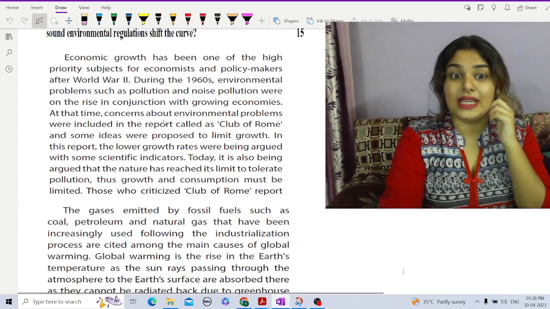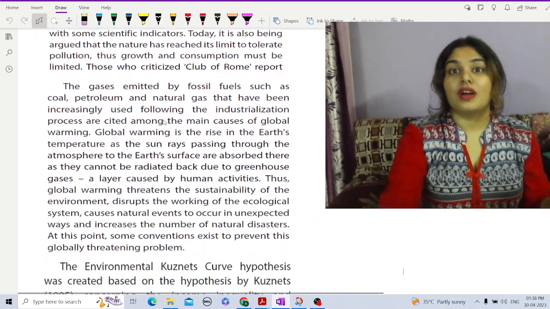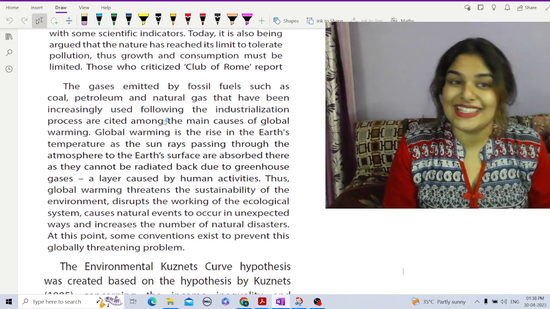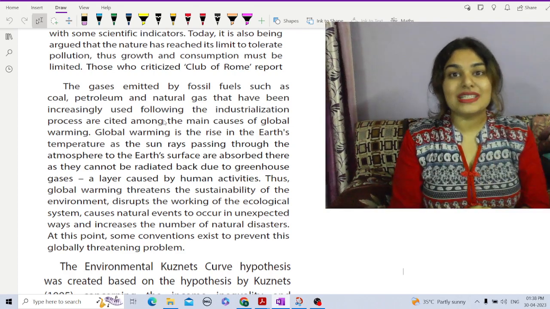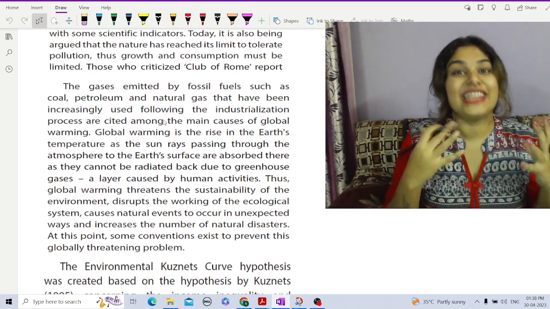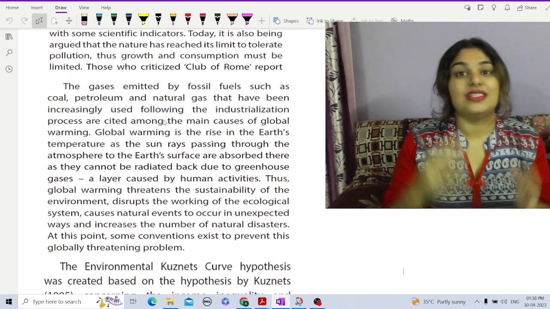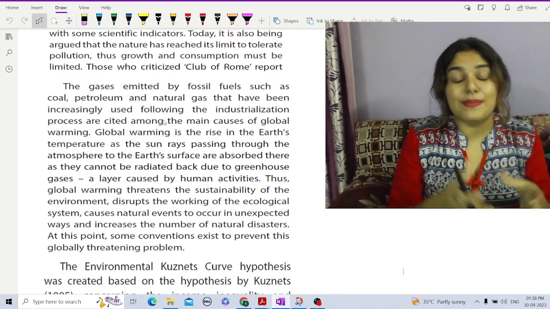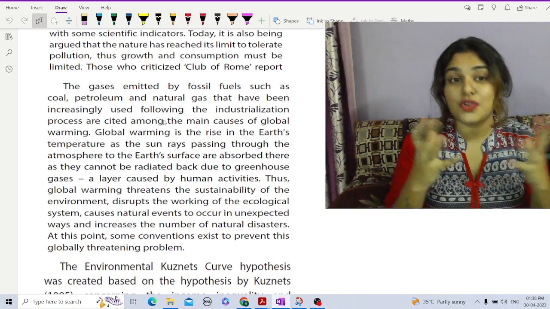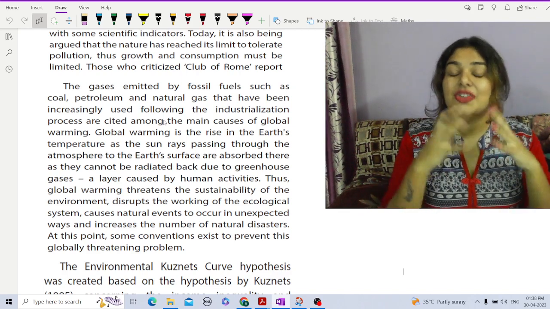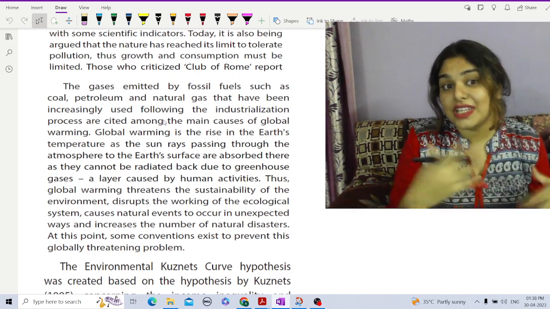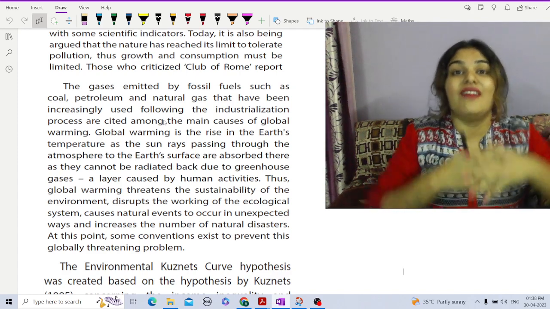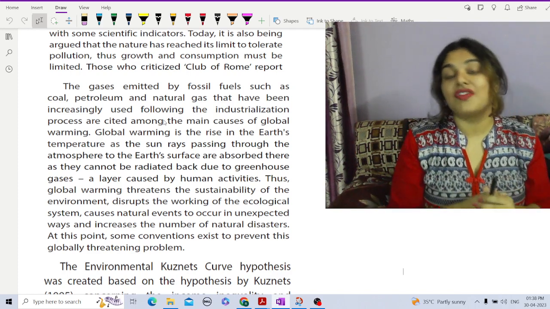So this idea was based on the data that was collected by him, that especially after the 1960s, there was increasing environment degradation and pollution in the economy in the name of economic growth. As a result, during that time, the issue of global warming was also increasing. Why? Because the gases emitted by fossil fuels such as coal, petroleum, and natural gas have been increasingly used following the industrialization process, because of the growing economies. And as a result, they have highly affected our economy and have caused global warming.